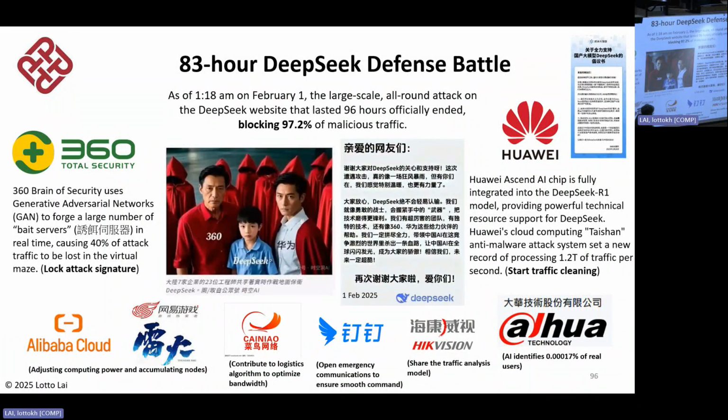And this Daiwa technology is an AI that identified 0.00017% of real users. So almost all China technology companies joined together to protect DeepSeek. So it is a legacy of information security. It's a good story.